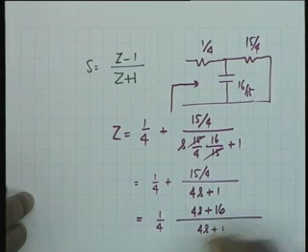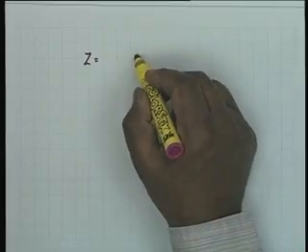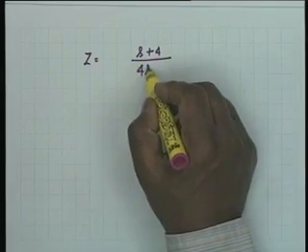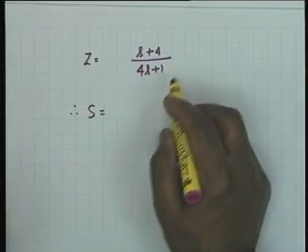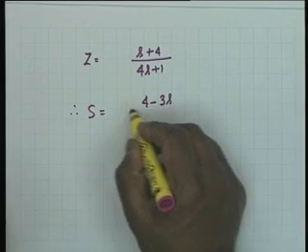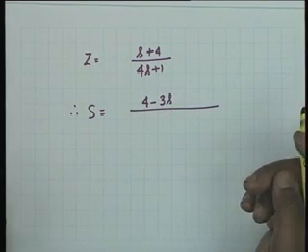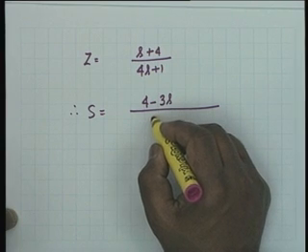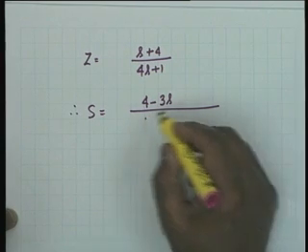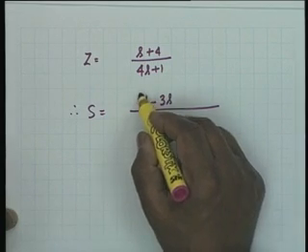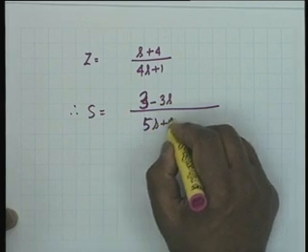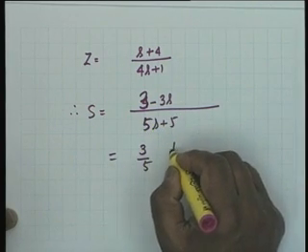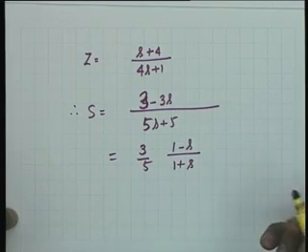Therefore, I get Z as equal to (S plus 4) divided by (4S plus 1). Agreed? Therefore, capital S is (Z minus 1) by (Z plus 1). So (4 minus 3S) divided by (5S plus 5), which is equal to 3 by 5, (1 minus s) divided by (1 plus s). Alright, similarly you can find out the other two networks.